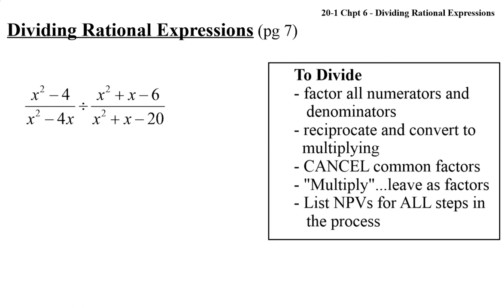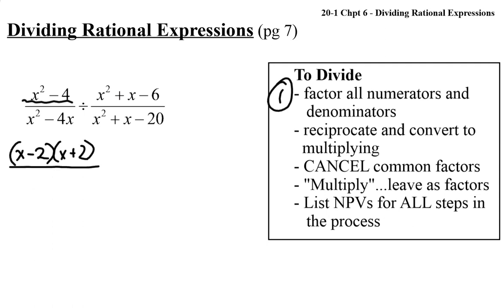So, rational expressions. Looks big and ugly. Lots of little steps, lots of room for errors. But if you've done the precursor work, shouldn't be too bad. Factor all numerators and denominators. Here we go. x squared minus 4. x squared minus 4 is a difference of squares. x plus 2, x minus 2.